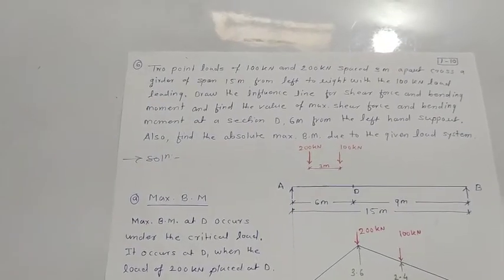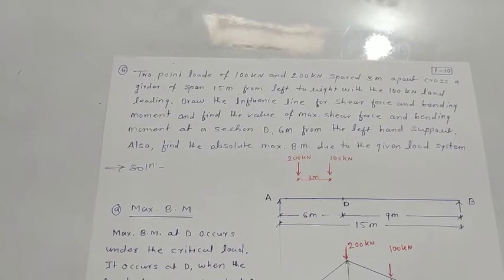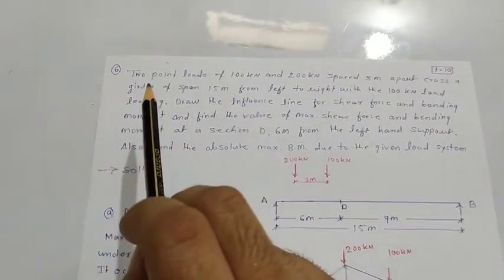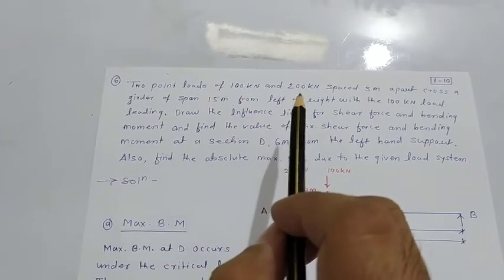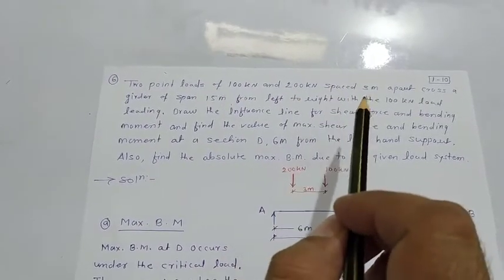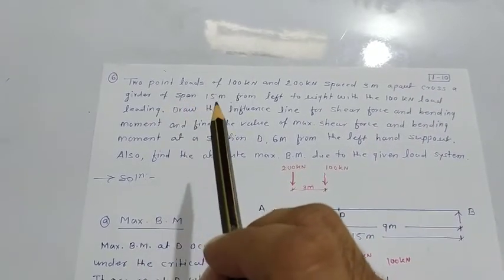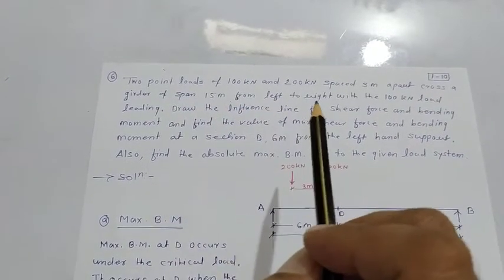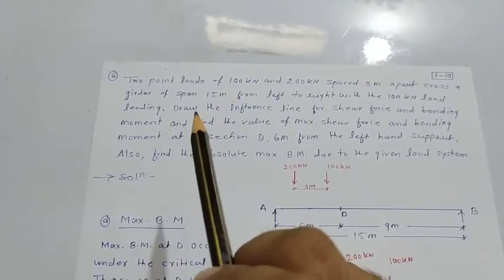Hello everyone. This one is the sixth problem of ILD. Okay. This one is the statement. 2-point loads of 100 kilonewton and 200 kilonewton, spaced 3 meter apart, crosses a girder of span 15 meter from left to right with the 100 kilonewton load leading.